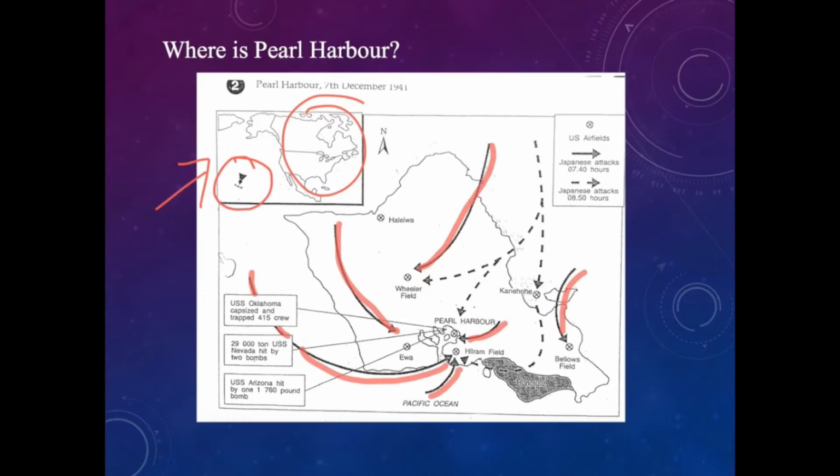Take a second highlighter and highlight the dashed arrows. These arrows indicate the second wave of attacks that came at 8:50 in the morning. Don't forget to complete the key with the correct colour of highlighter.